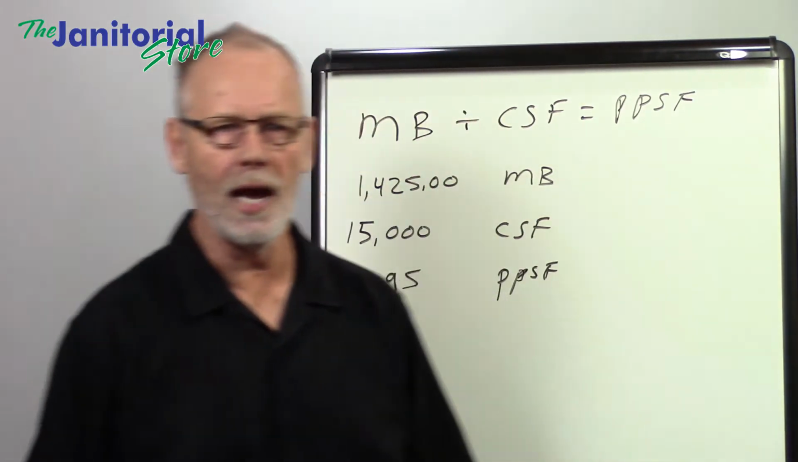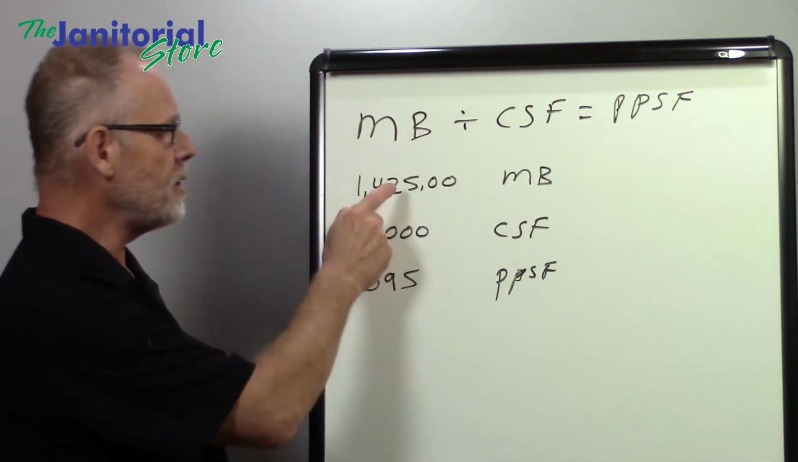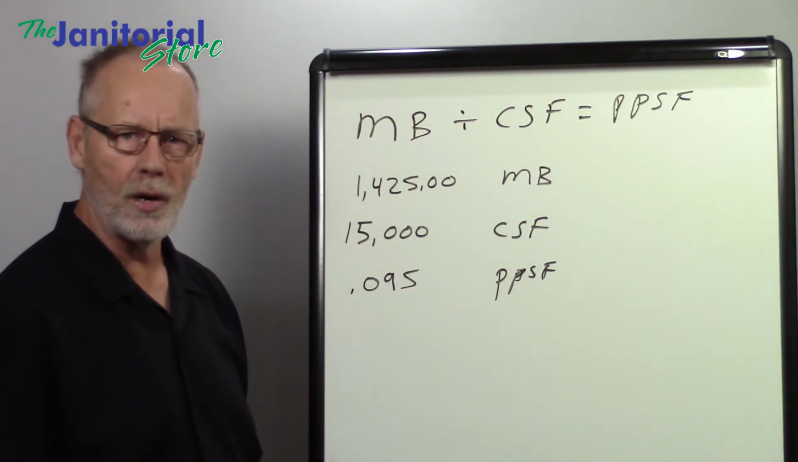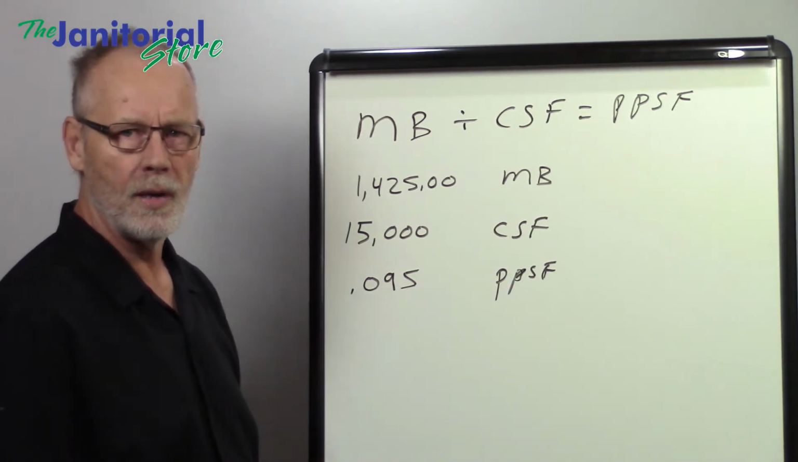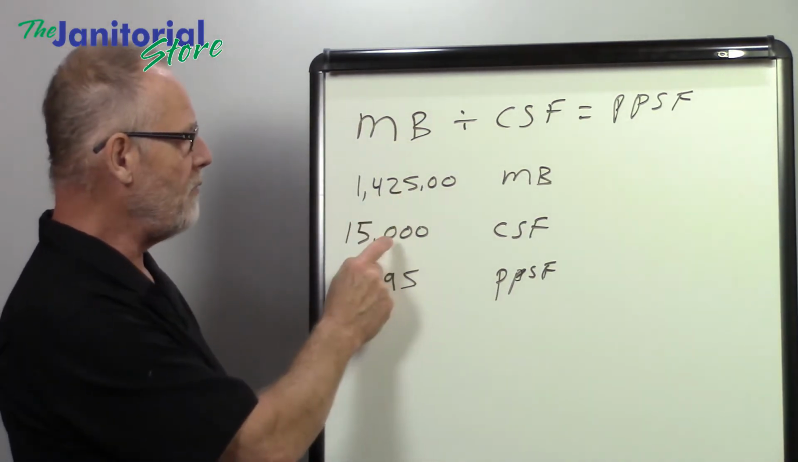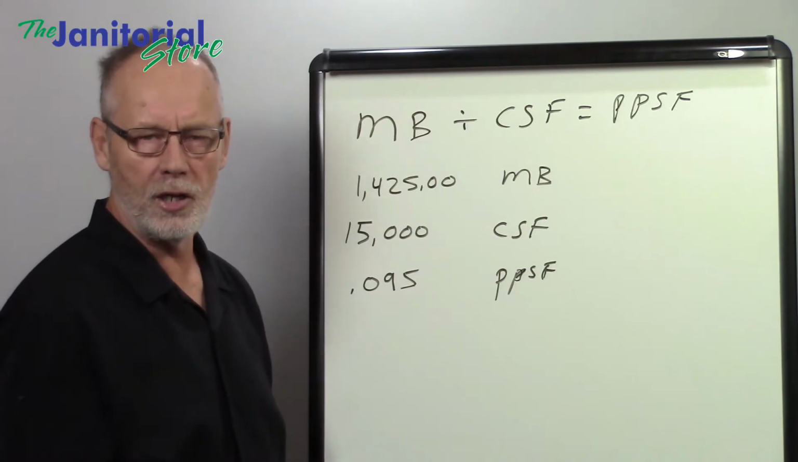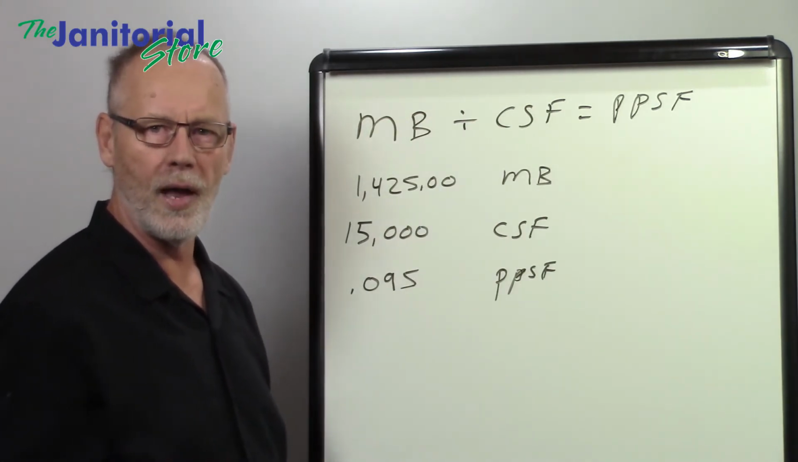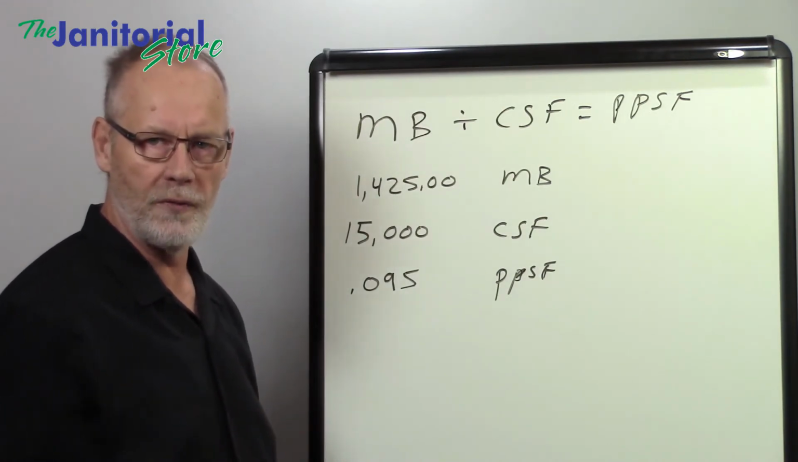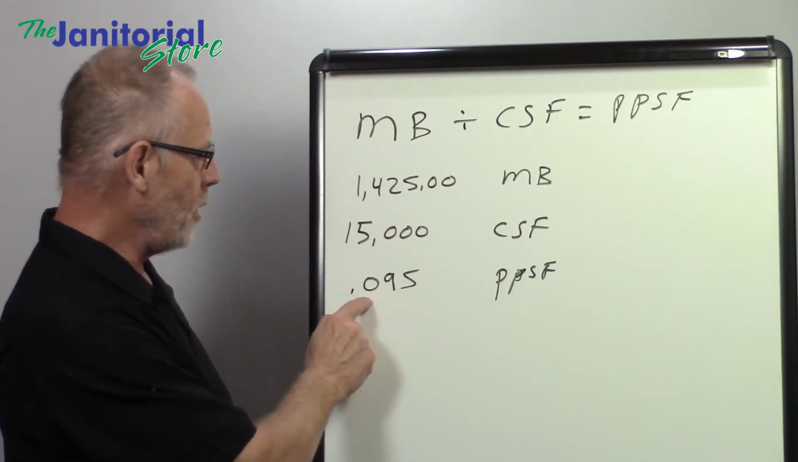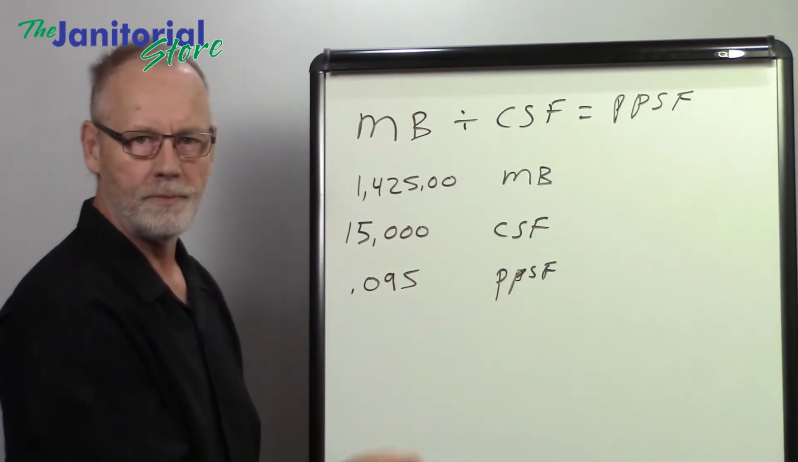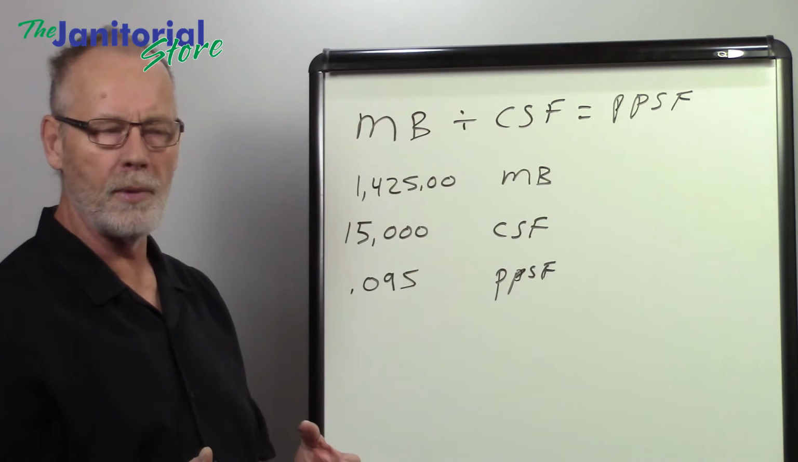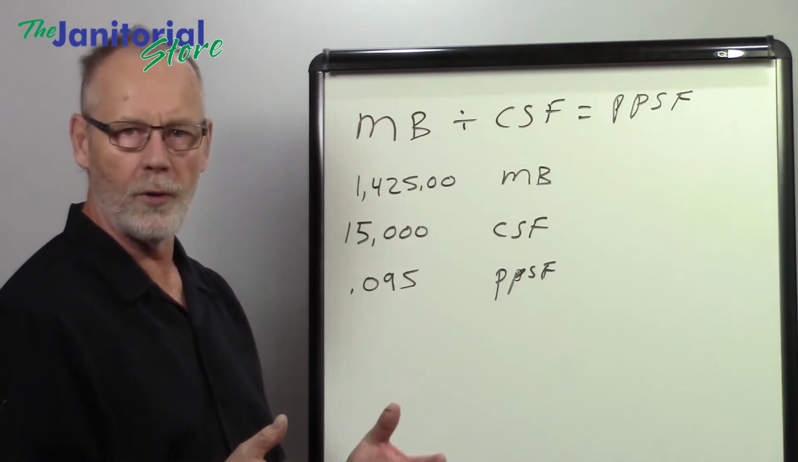To go over this example, what we have is a monthly billing of $1,225 per month. Okay, what we're going to do is take that and divide it by the square footage, the cleanable square footage of the account. So we take the $1,425 divided by 15,000 square feet. That equals 0.09 cents per square foot. So this is the formula that you use when you're trying to determine what you're charging per square foot.